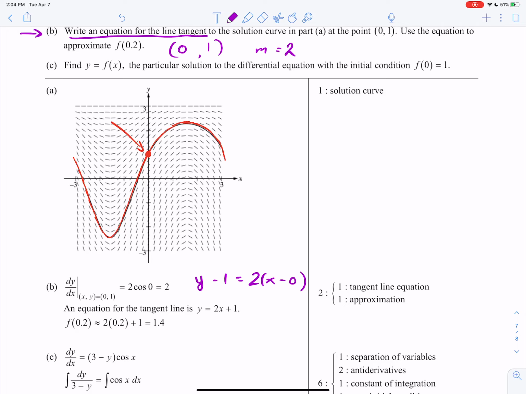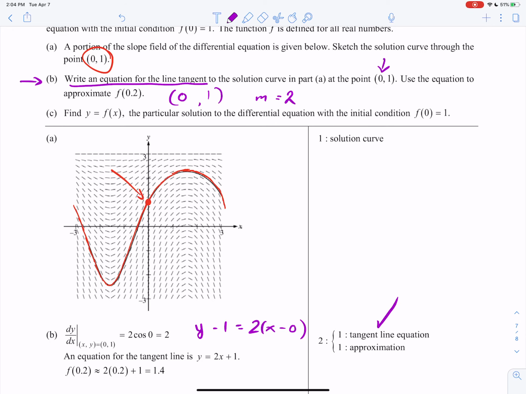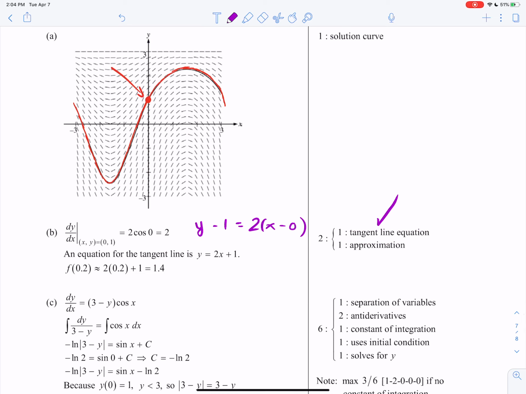Technically you can leave it there to get this first point, but they do ask you to approximate f of 0.2, so you have to go a little bit further here. You have to get y by itself first, so y is going to equal 2 times (x minus 0) plus the 1. The 0 is not necessary, but I'm going to keep it as simple as possible. Then all you have to do is plug in 0.2 for x. You can leave it right there. Scoring guidelines will go all the way through, but you don't have to.